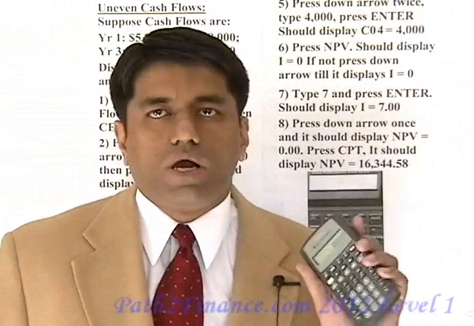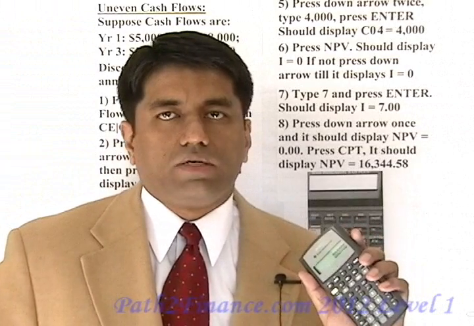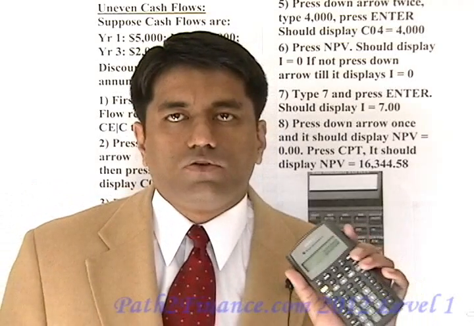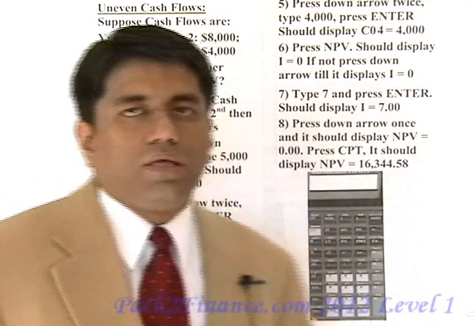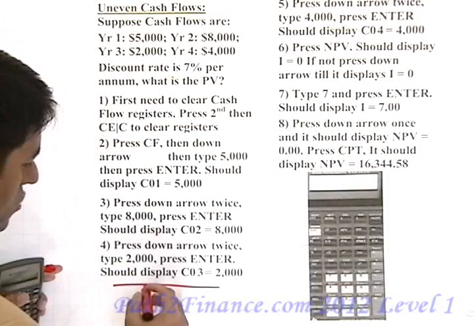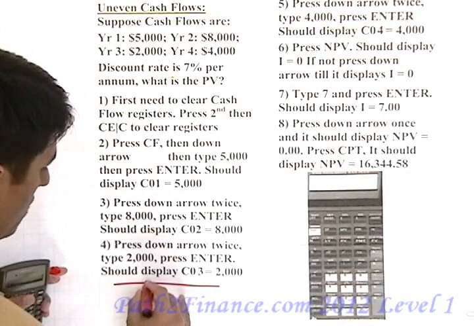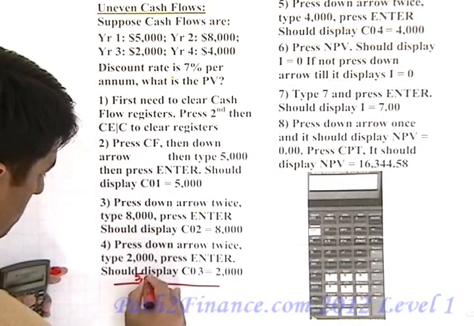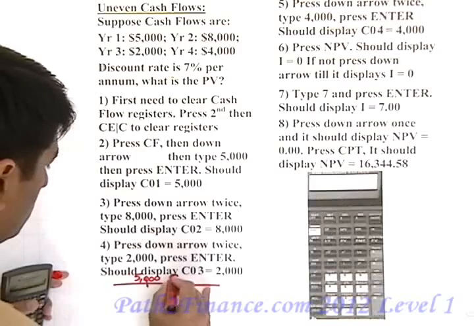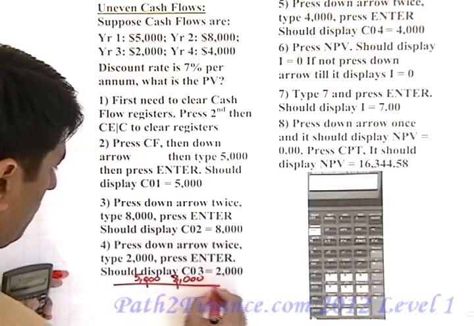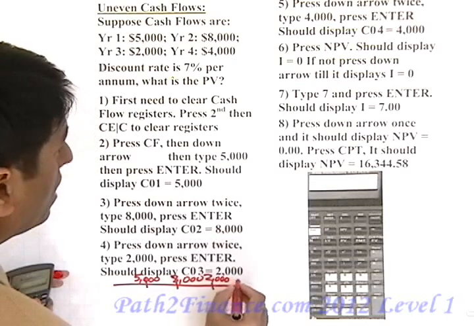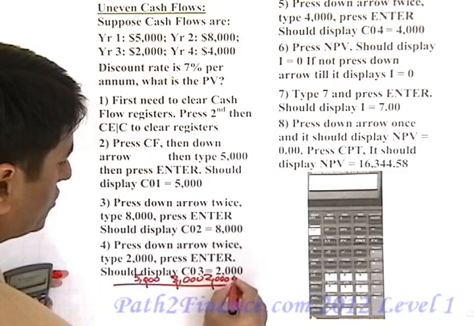Till now, I had shown you how to use the BA2 calculator for annuities, for regular cash flows. Now I'm going to show you how to use it for uneven cash flows. So suppose that there is a cash flow which has payments of $5,000 the first year, $8,000 the second year, $2,000 the third year, and $4,000 the last year.